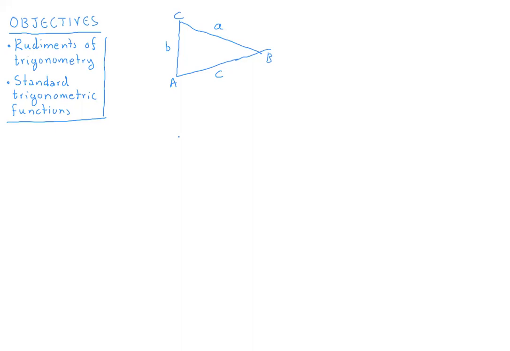In particular, 2 sides and the angle in between are enough. Or 3 sides are enough. So for example, if you know the 3 sides of a triangle, how do you guess the angles of the triangle?